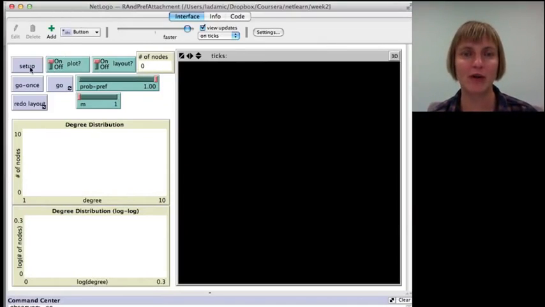What you're going to do is start out with just 2 nodes which share an edge, and you have this slider, which is the probability that a new node which comes in is going to attach preferentially according to the degree of the existing nodes, or maybe it's just going to attach at random. So let's first start with random.